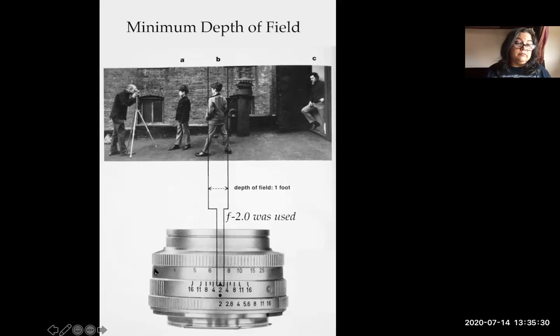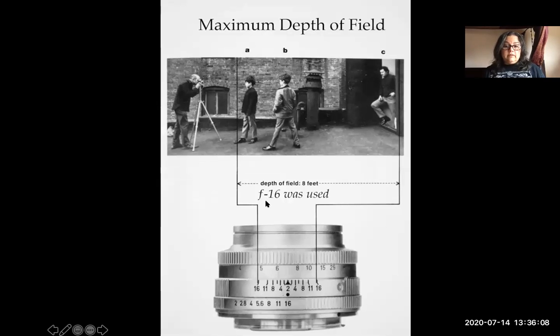So it goes from what we can see 4 feet, 5, 6, 8, 10, 15, 25, and then finally infinity. And this is telling us that at f2, this very small area is in focus. So roughly from 6.5 to 7.5 feet. And so that's about 1 foot, a depth of 1 foot. And so that's why the boy in the middle is in focus, but the boy in the foreground and the man in the background are out of focus.